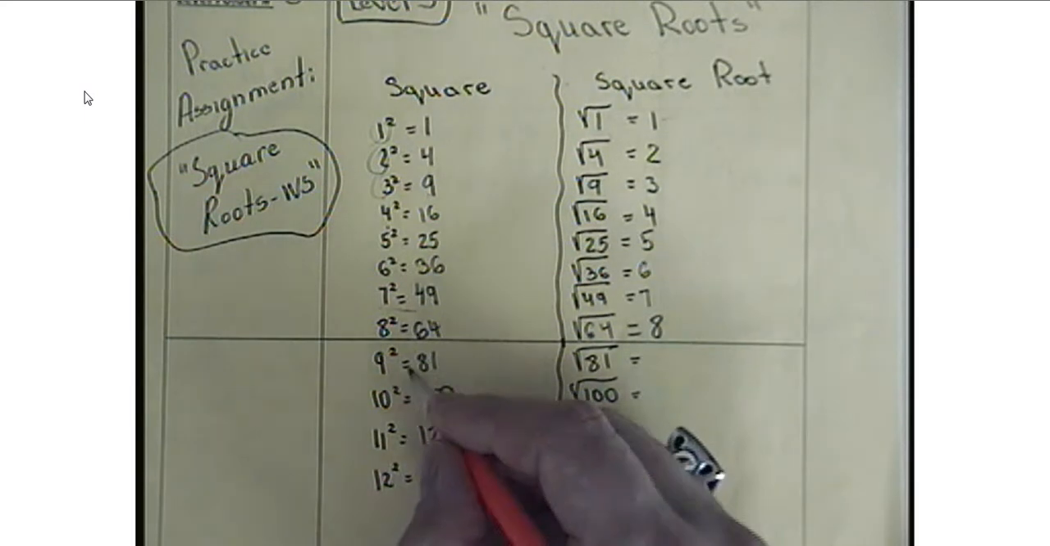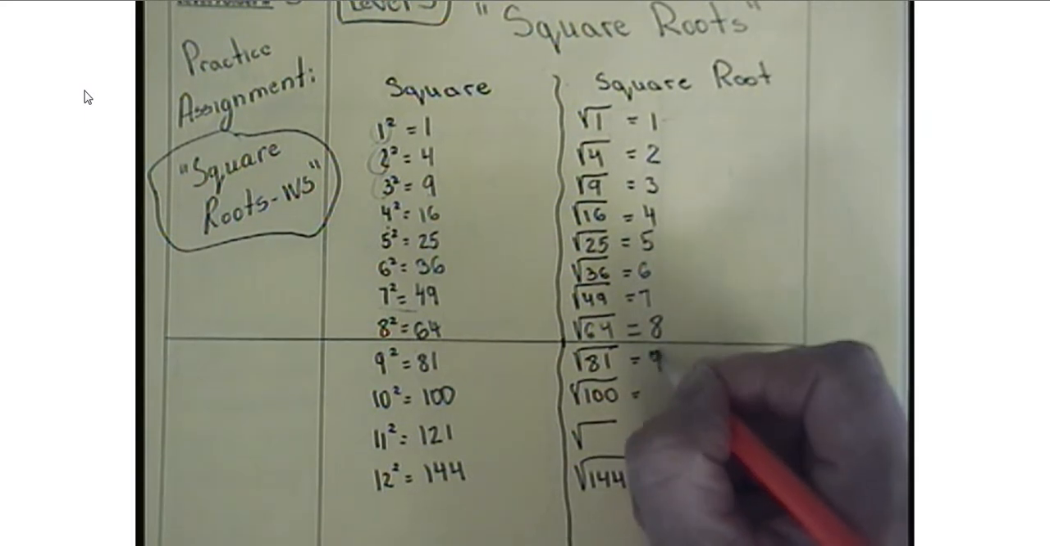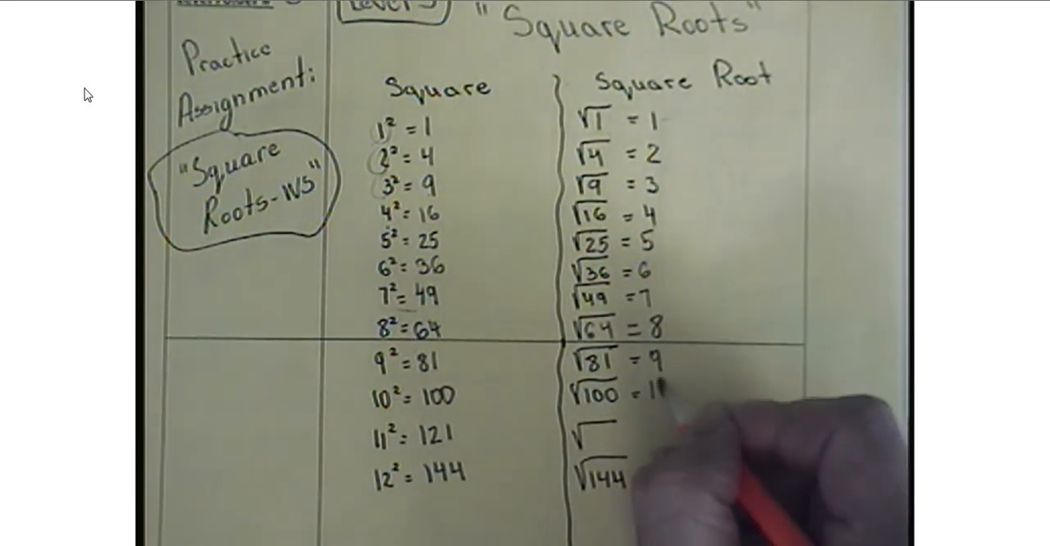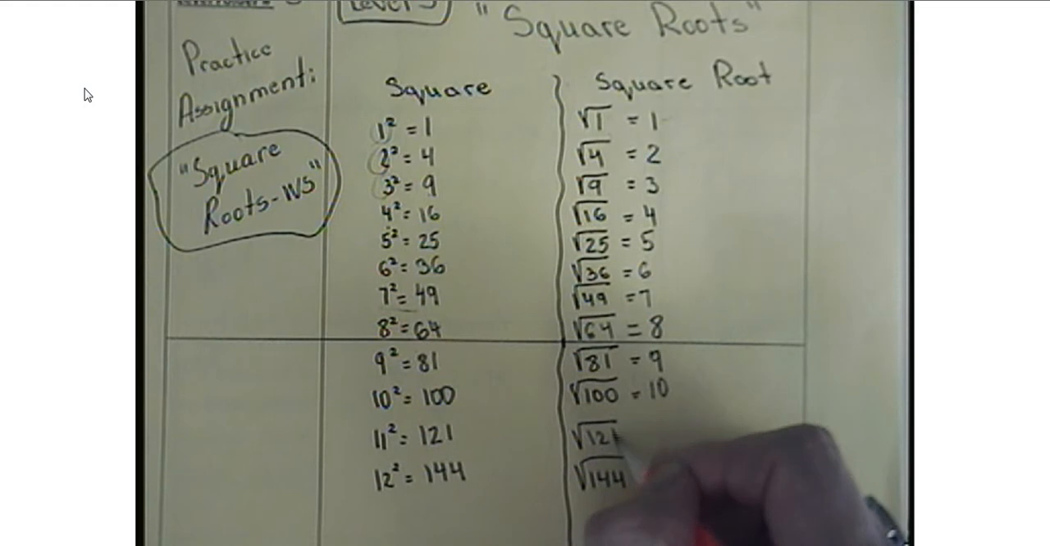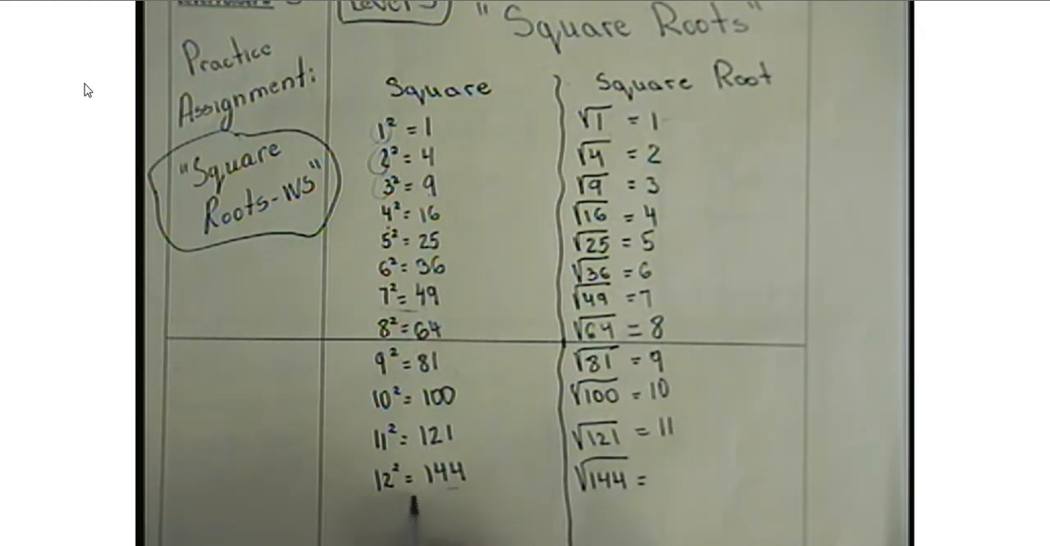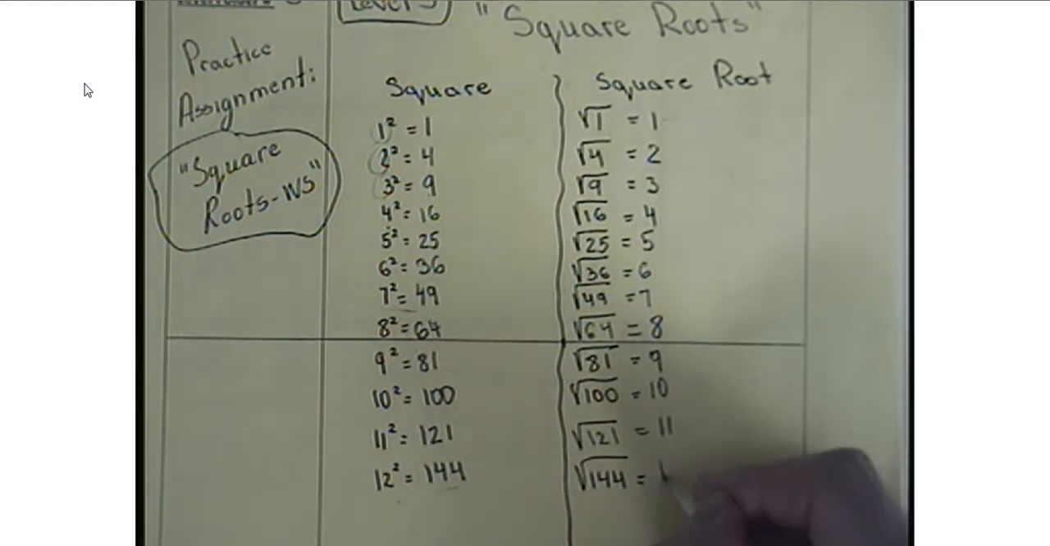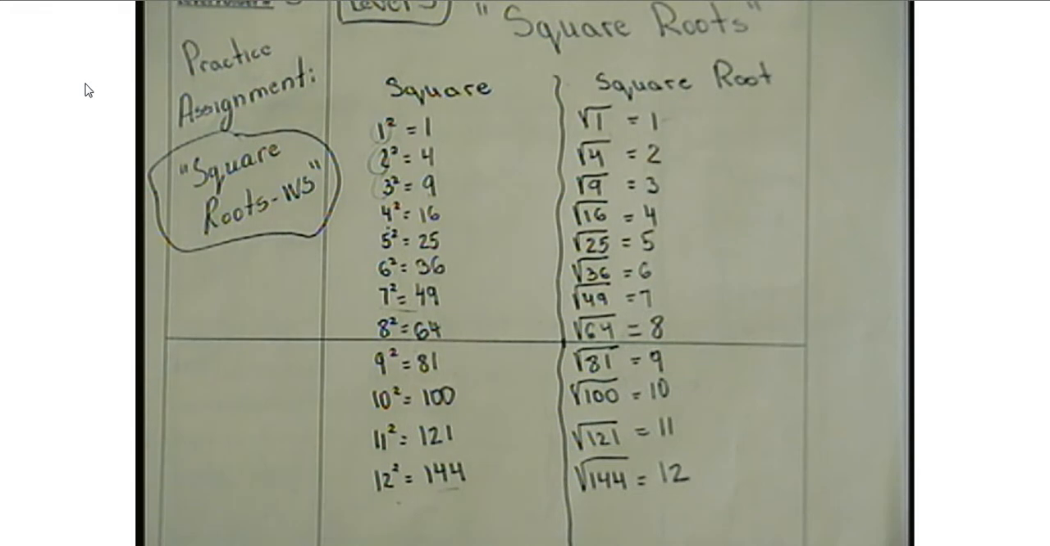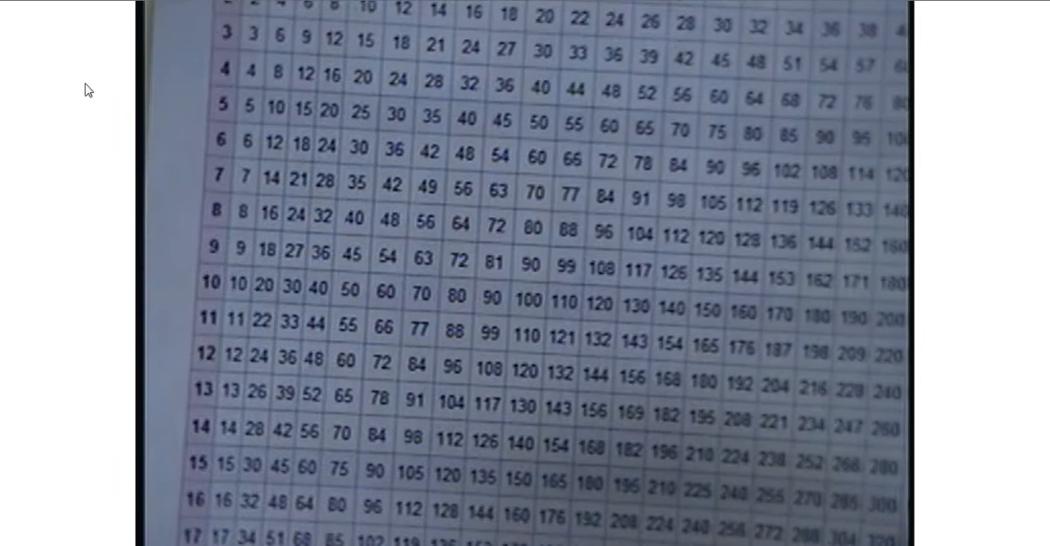Square root of 81 will give me 9. Square root of 100 will give me 10. Square root of 121 will give me 11. And the final answer, square root of 144 will give me 12. That's how we can convert and play with those square root numbers back and forth. And if you need some additional help or practice with some of those square roots, in class I will show you. You can use the multiplication table.